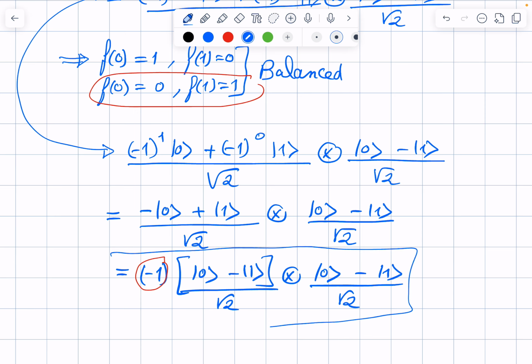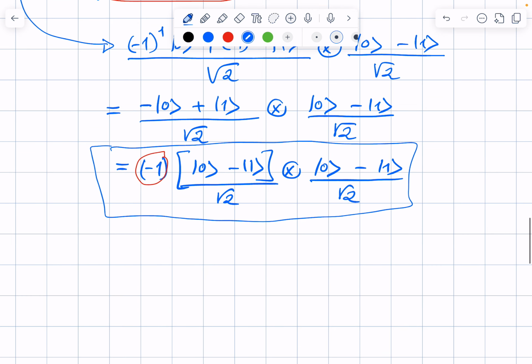So this is the output, or this is what will happen after the oracle if we are going to study a balanced function. Now let's see the other possibilities. The other possibility is f of x equal to 1 or f of x equal to 0, which are the other two possibilities for a constant function.